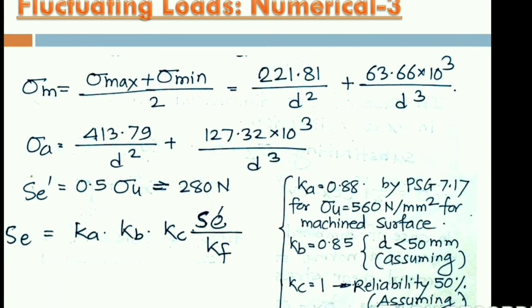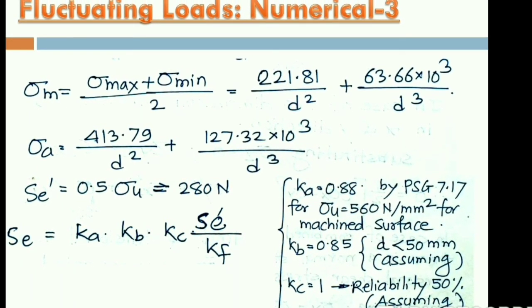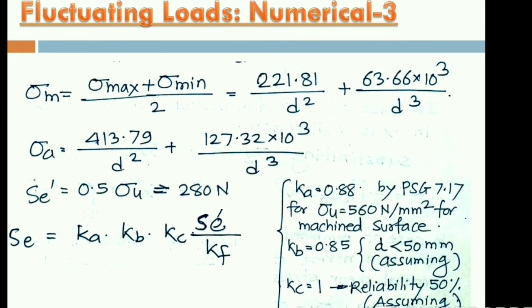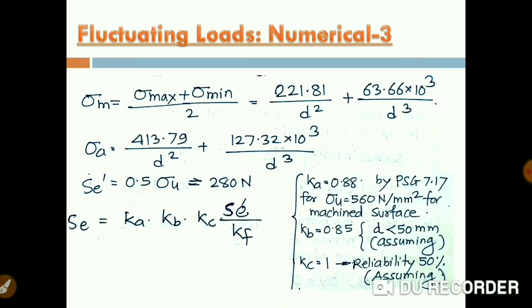Now the next work is to find the endurance limit for the component. That can be found out by finding the endurance limit for the specimen. For steel specimen, the endurance limit is 0.5 times sigma u, so that comes out to be 280 Newton per mm square. So the endurance limit for the component can be found by Ka Se' by Kf. Ka is 0.88 by PSG 7.17 for ultimate stress of 560 Newton per mm square for machined surface. Kb is 0.85 as diameter is less than 50, which is our assumption. Kc, considering reliability as 50%, is considered to be 1.